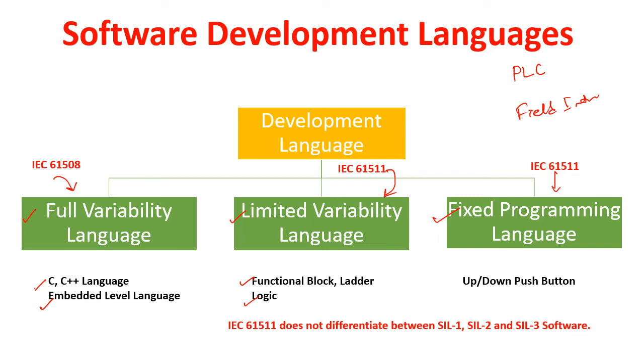ISA 61511 does not differentiate between SIL-1, SIL-2 or SIL-3 software. Their requirements are unified for all three levels, SIL-1, SIL-2 and SIL-3. And software beyond SIL-3 requirements is not in the scope of IEC 61511. For that you need to refer to IEC 61508.